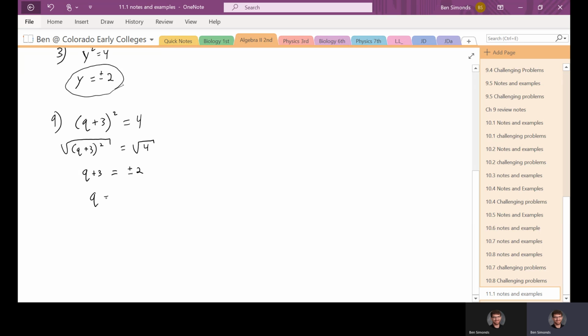So now when we subtract our 3, we get a negative 3 over here that we either add or subtract 2 from, right? We don't know if that 2 is positive or negative, so it can be both options. So in this case, q could either be negative 1, if the 2 is positive, then negative 3 plus 2 is negative 1, or it could be negative 5, because negative 3 minus 2, if that 2 was negative, gives us a negative 5.